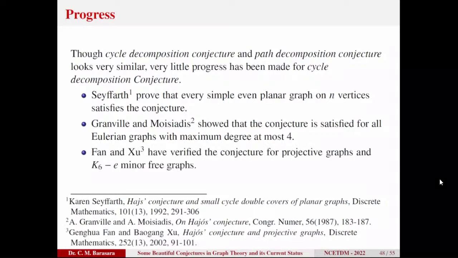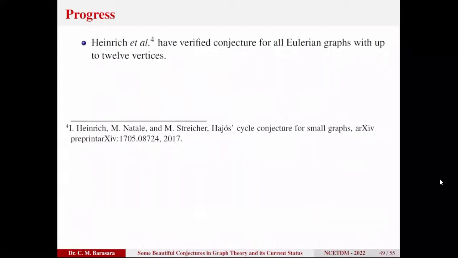And Penn and Zhu have verified the conjectures for projective graphs and K6-minor-free graphs, while Hendricks and others have verified the conjecture for all Eulerian graphs with up to 12 vertices. They have taken the algorithm and proved, using the computer, that all Eulerian graphs up to 12 vertices satisfy the conjecture.